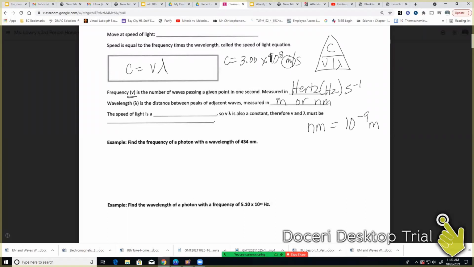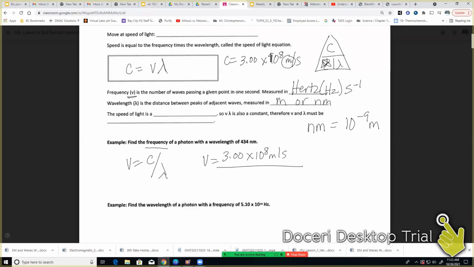So on the first one, it says find the frequency of a photon with a wavelength of 434 nanometers. So if I look at my little triangle, I'm trying to find the frequency. I cover that up. And then that tells me it's going to be C divided by wavelength. And so then at that point, I just start filling things in. C is always a constant. So 3.00 times 10 to the 8th meters per second.